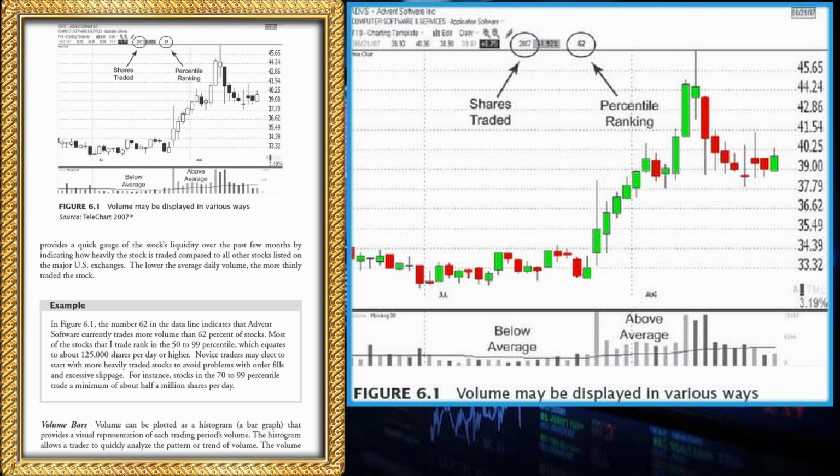62% of stocks. Most of the stocks that I trade rank in the 50 to 99 percentile, which equates to about 125,000 shares per day or higher. Novice traders may elect to start with more heavily traded stocks to avoid problems with order fills and excessive slippage. For instance, stocks in the 70 to 99 percentile trade a minimum of about 500,000 shares per day.